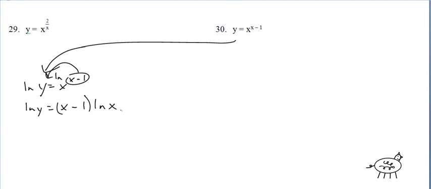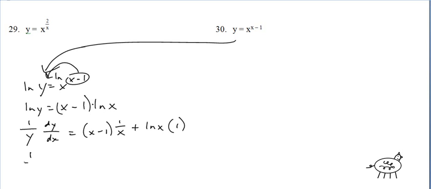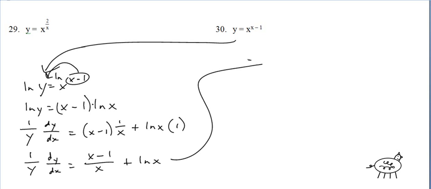All right, and then what do we do? We take the derivative implicitly. So of course this is just going to be 1 over y dy dx. This is going to be the product rule. So it's the first times the derivative of the second, which is 1 over x, plus the second times the derivative of the first, which is just 1. Okay, so we get 1 over y dy dx is equal to x minus 1 over x plus ln of x.